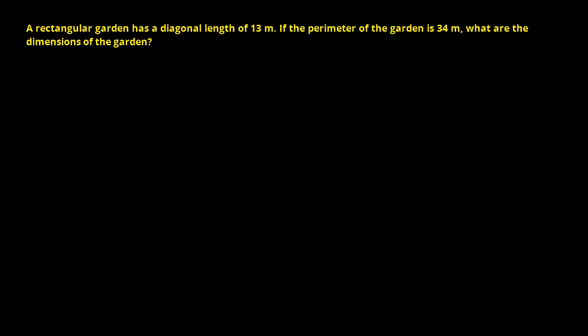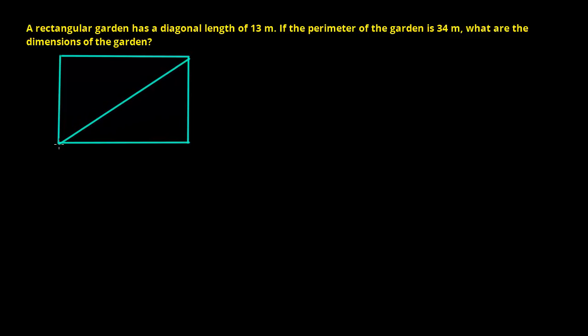So the first thing that I do when I'm solving word problems, especially if they involve geometry or an object or something, is I generally try to draw a diagram. So let's start off by drawing a diagram in this case. We're told a rectangular garden has a diagonal length of 13 meters. So let's draw out this rectangular garden. Then we're told that it has a diagonal length of 13 meters, so let's draw the diagonal. So we know that this length here is 13 meters.